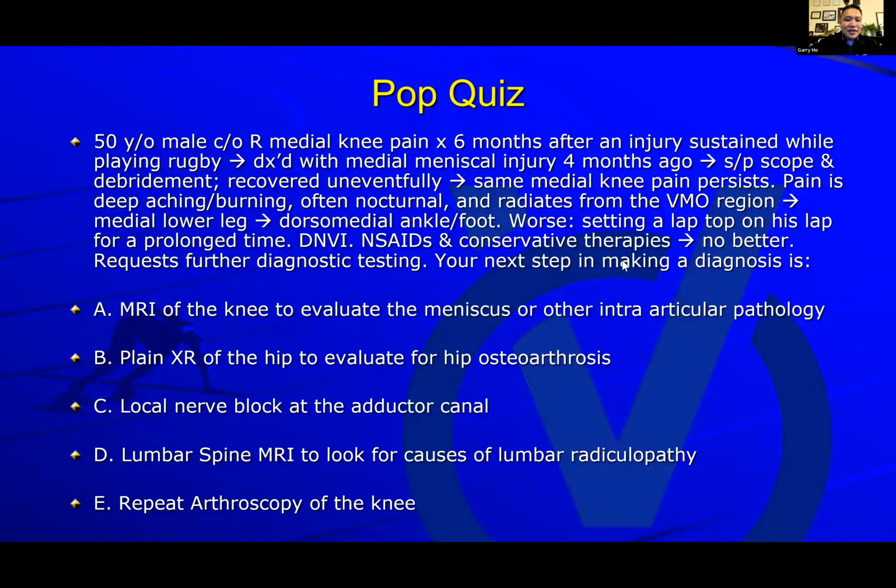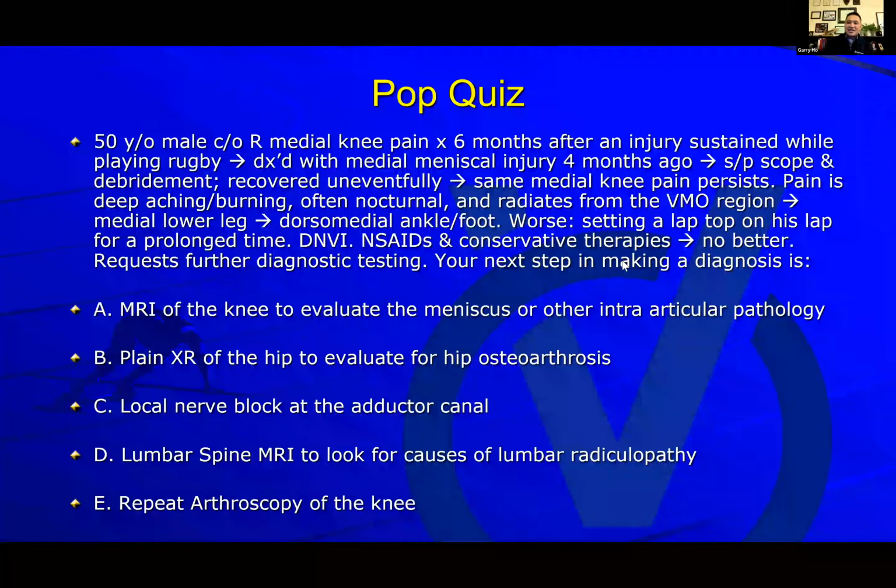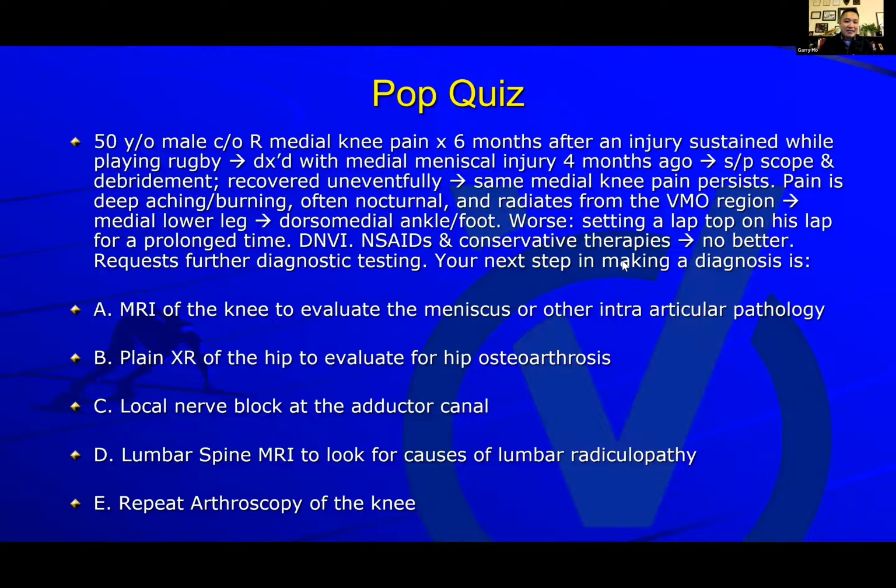It's a 50-year-old male with right medial knee pain 6 months after sustaining an injury while playing rugby. He was diagnosed with a medial meniscal injury and had arthroscopic debridement for it. He recovered uneventfully, but it didn't help his medial knee pain. He describes it as an aching, burning pain. It radiates to the anterior medial aspect of the foot and to the dorsal medial ankle and foot. It's worse when he has a laptop on his lap, and he's just not getting better. So he's asking for the next diagnostic step here. I'll give you a couple of seconds to try that.